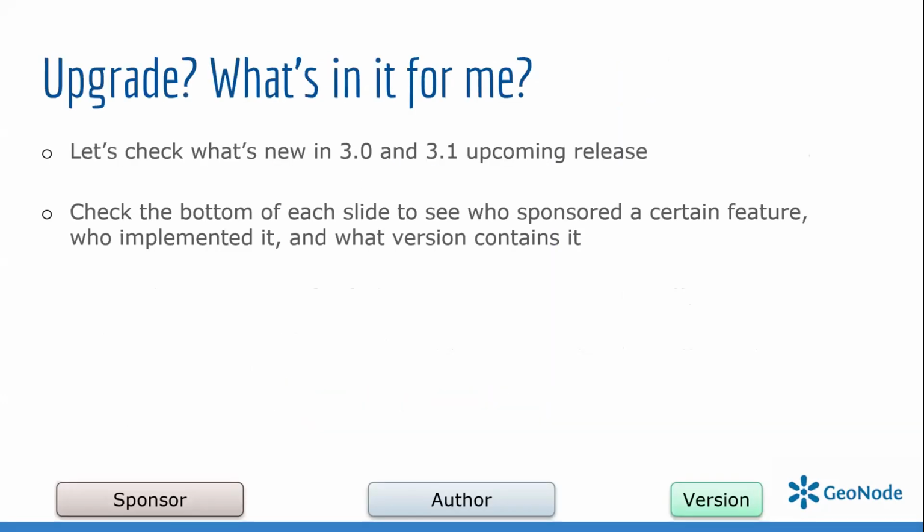So what's new? In the next slides, you will find 3 labels at the bottom of the slides, which basically represent: the first one, more or less the main sponsors of the feature that has been developed; in the middle, who actively developed the feature; and in the last one, the version that holds the feature.